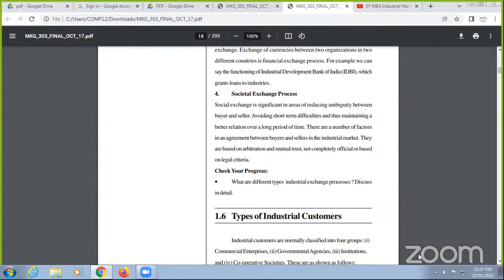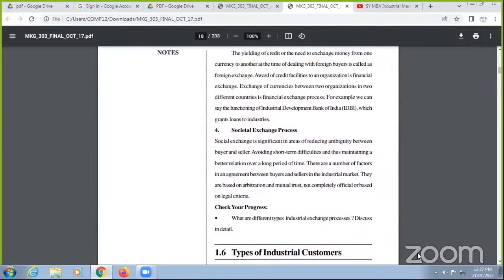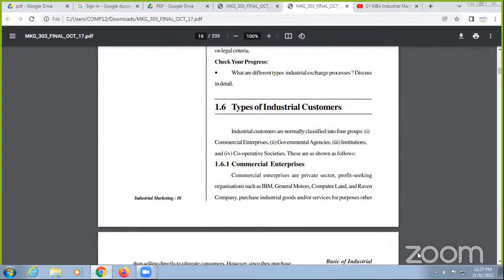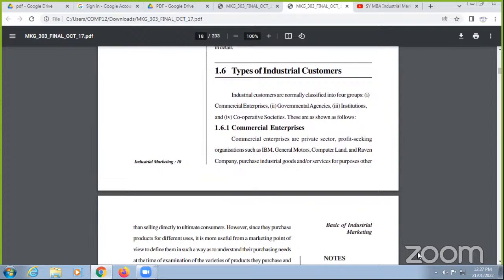There are a number of factors in an arrangement between buyers and sellers in the industrial market. Types of industrial customer. First is commercial enterprise. Second is government agency. Third, institutions. Fourth, cooperative societies.